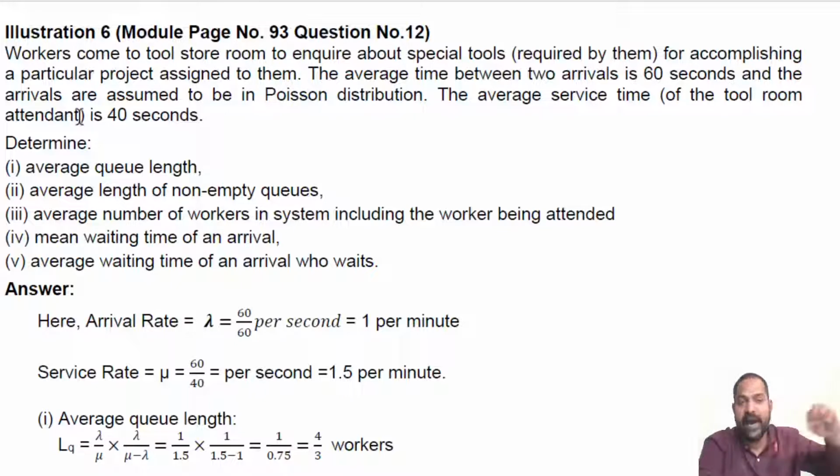The average time between the two arrivals is 60 seconds. See, now arrival is not given to you as a number. What have they said? Every 60 seconds, one person comes for asking for service. And the arrival is assumed to be Poisson distributed. Fantastic. The average service time of a tool room attendant. So, when they go to get service, there is a person who is providing this service. I'll explain this example to you. Just let's read first. The average time the attendant takes to attend to that person is 40 seconds.